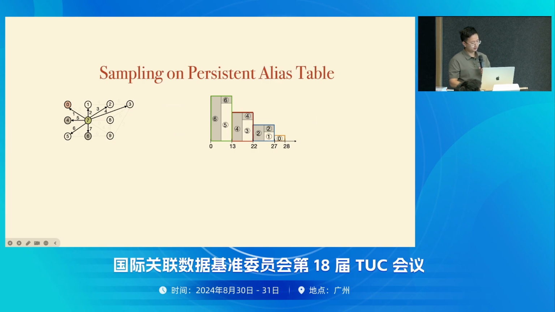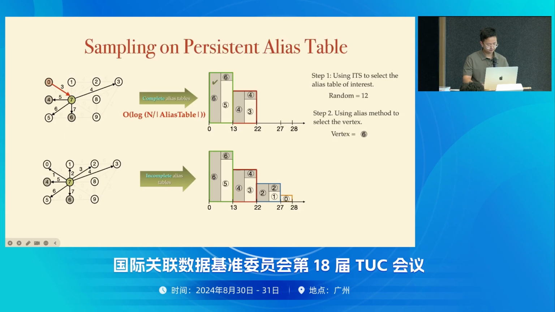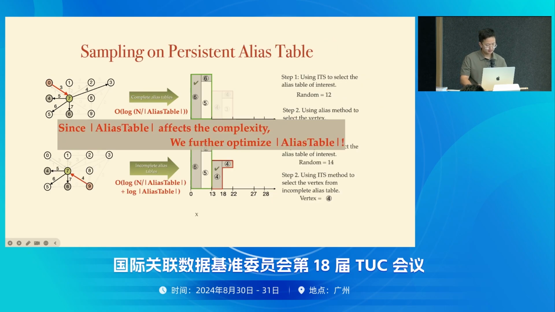On sampling, we firstly use ITS to sample a chunk according to the candidate edge set with O(log D divided by chunk size) time complexity, and then sample inside each chunk using the Alias table with O(1) time complexity. For example, when sampling on vertex 7 and the random number is 12, we will sample the first chunk and use the Alias table inside it with O(1) time complexity. The overall sampling complexity of the persistent Alias table is O(log D divided by chunk size).